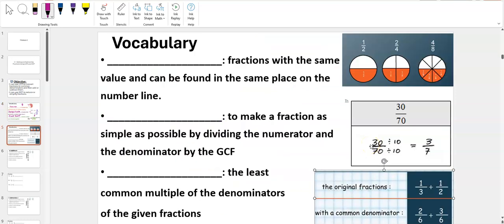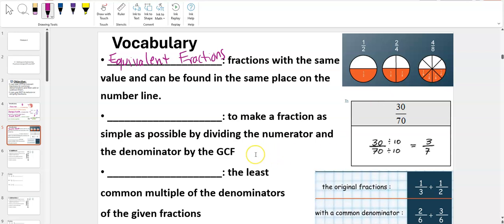All right, on this page, we have over here fractions with the same value that can be found on the same place on a number line are called equivalent fractions. So those fractions on the side there are all basically the same value. They just are represented differently. So 1/2 is the same as 2/4, which is the same as 4/8. Their pieces are just divided into smaller pieces, but you can see that the amount of space that they take up is still the same. So their value is the same.